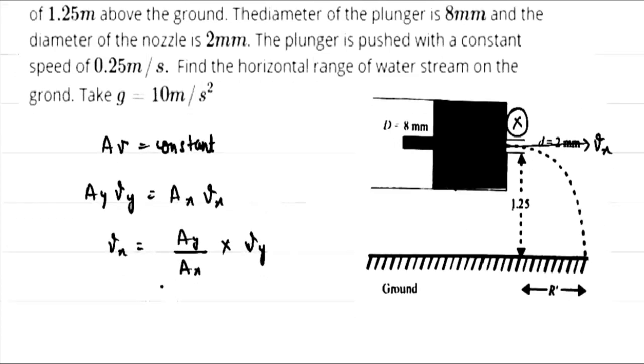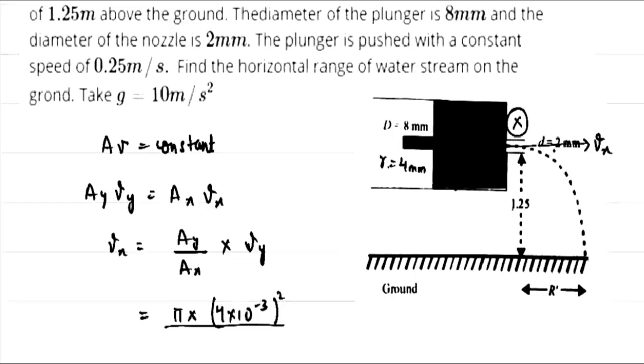So area at y will be pi into r square. Diameter is 8, so radius here will be 4 mm. So we will have here pi into 4 into 10 to the power minus 3 whole square, divided by area of the nozzle.